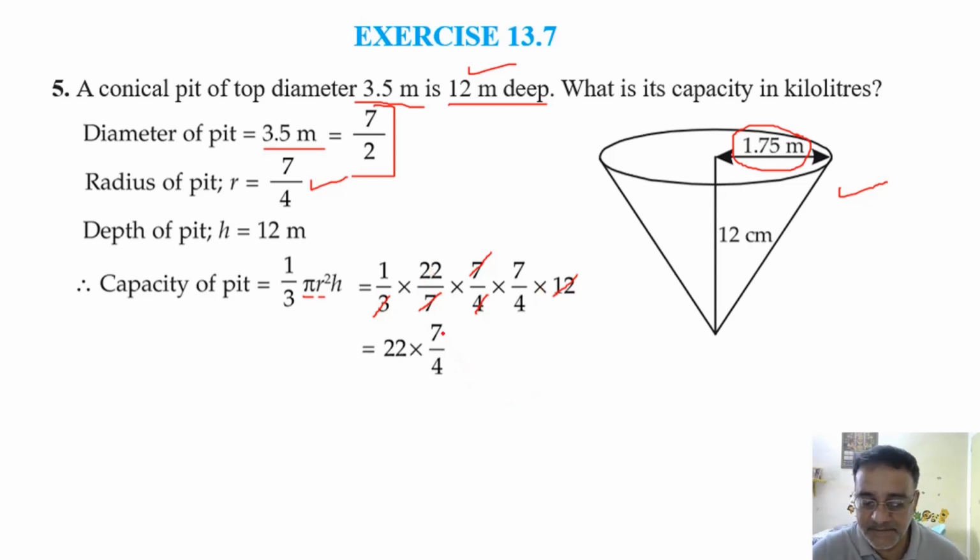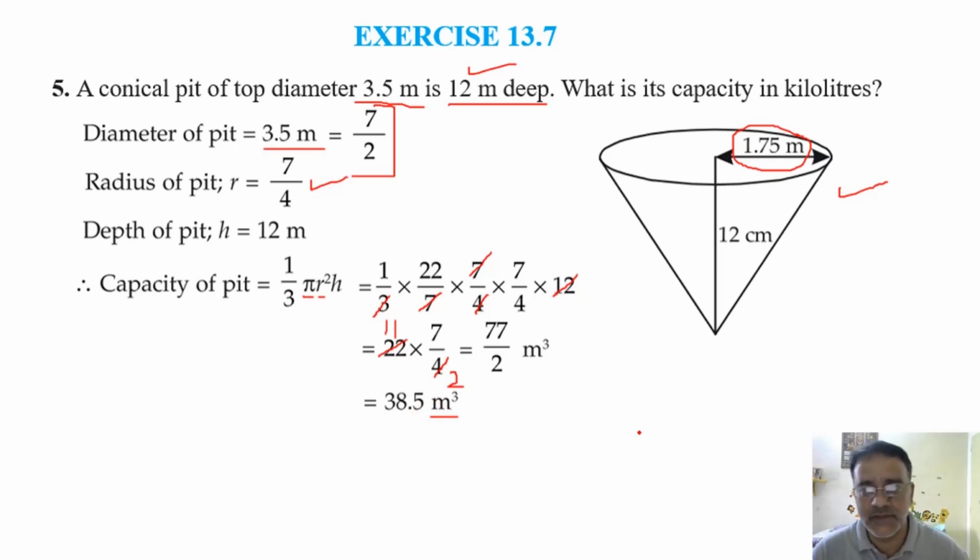Any doubt here? No, sir. Again, you can simplify this one, 11 and 2. So finally we'll get 77 by 2 meter cube. And 77 by 2 is 38.5. So 38.5 meter cube. Now what 1 meter cube is equals to how many liter?